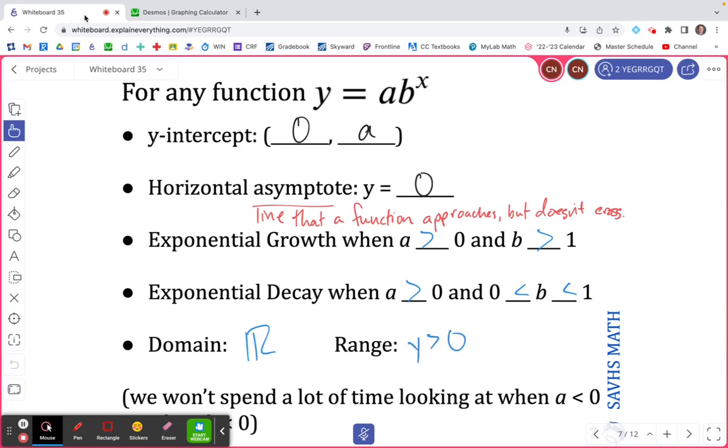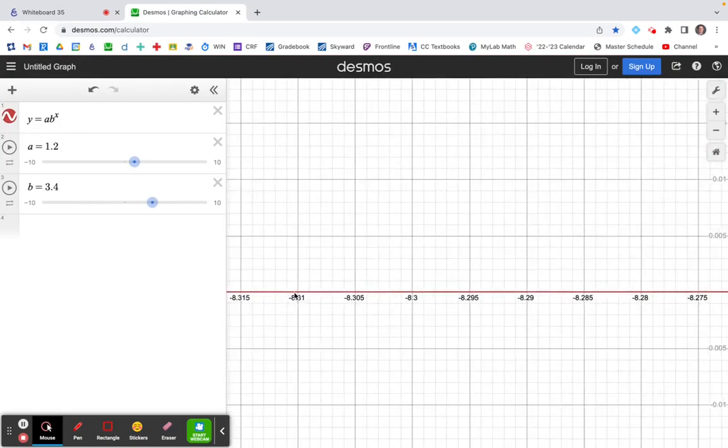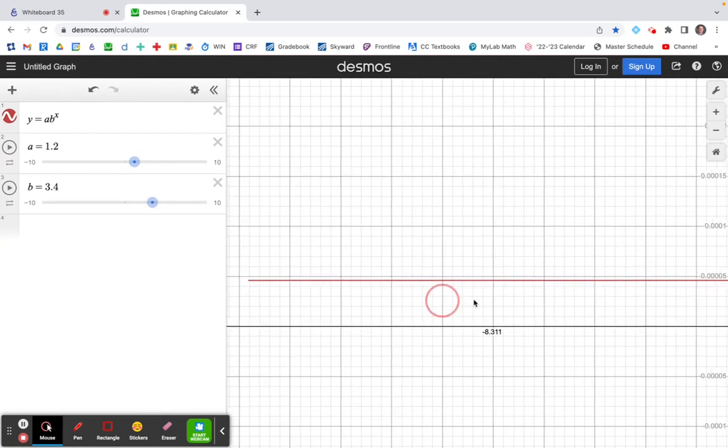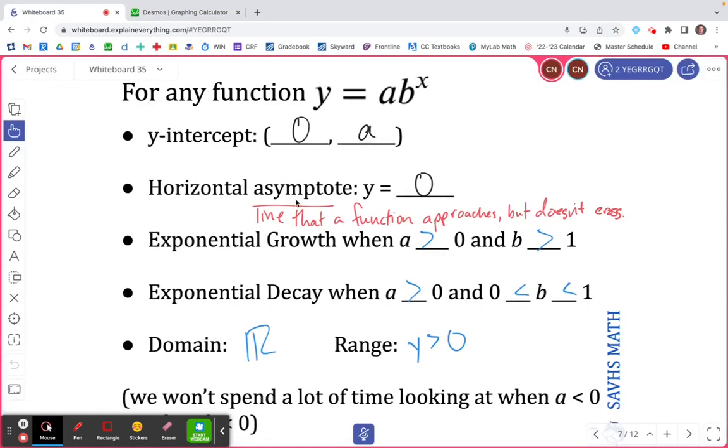And I know that y is greater than 0 because of that asymptote. So as I scroll in, I get closer and closer to 0. I never cross 0, and so the range is getting closer to 0, but it never hits that value. So we say that there's an asymptote there, and then that makes the range y is greater than 0.